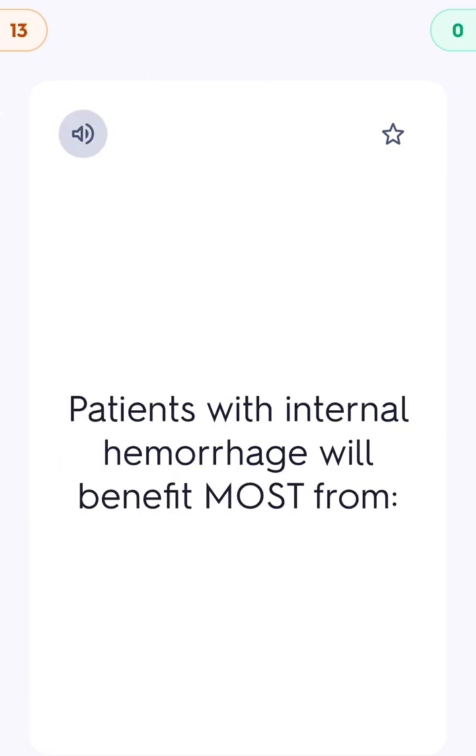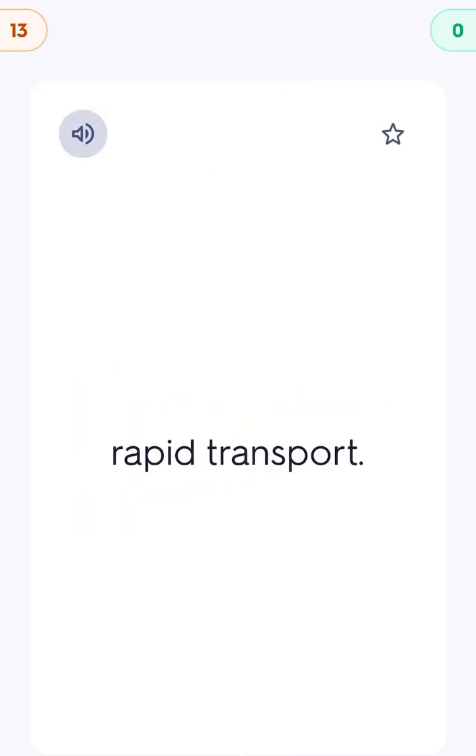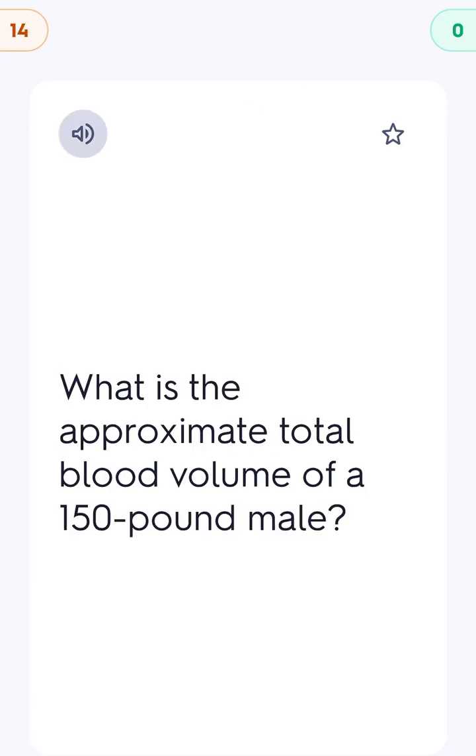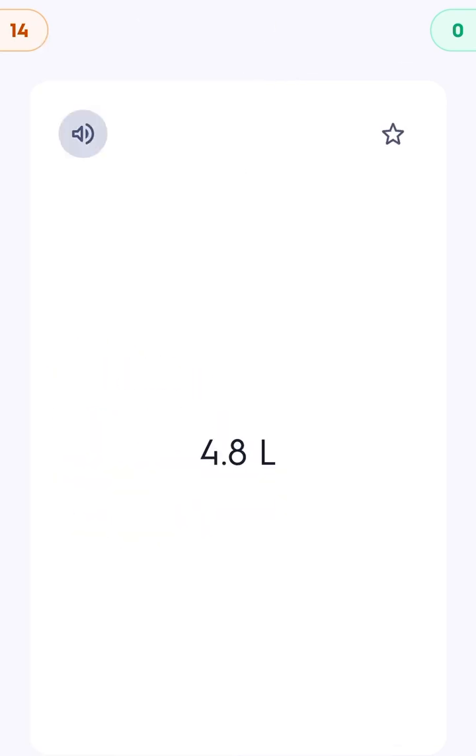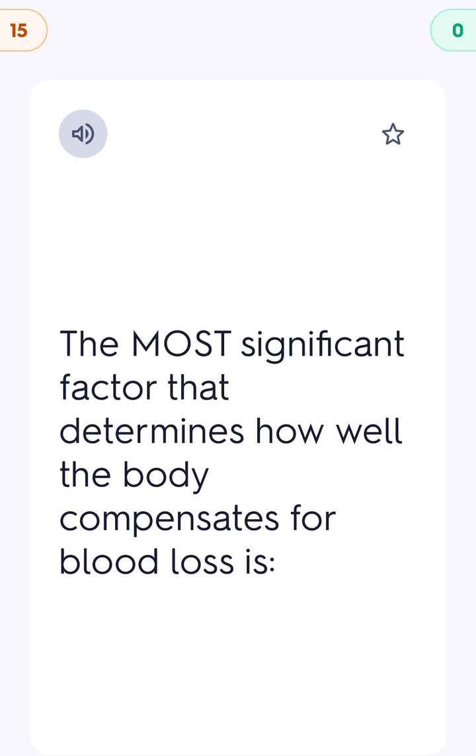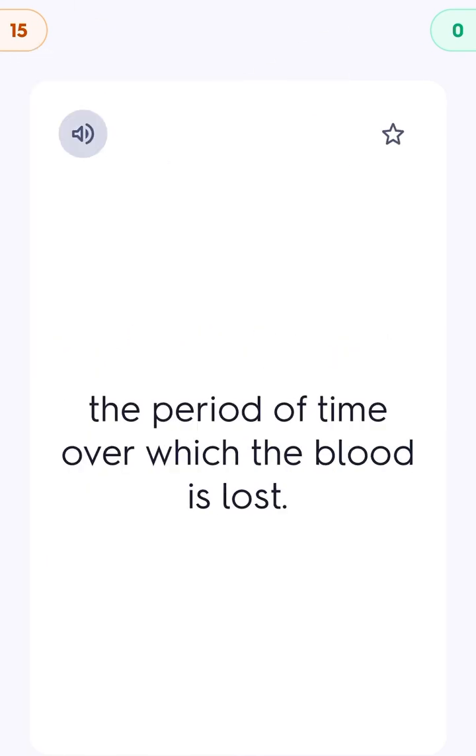Patients with internal hemorrhage will benefit most from rapid transport. What is the approximate total blood volume of a 150-pound male? 4.8 liters. The most significant factor that determines how well the body compensates for blood loss is the period of time over which the blood is lost.